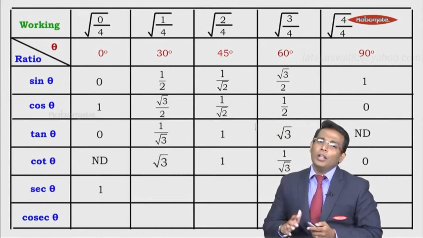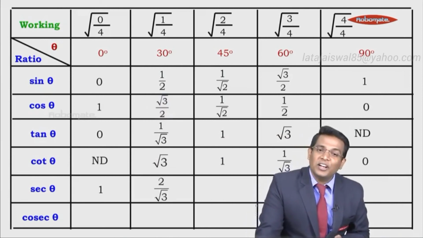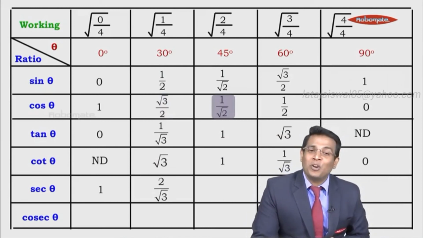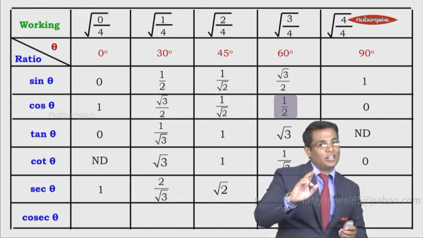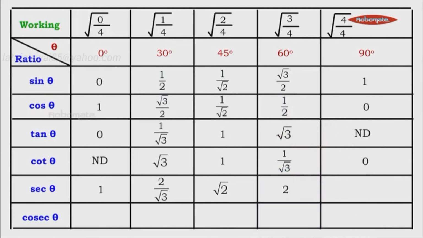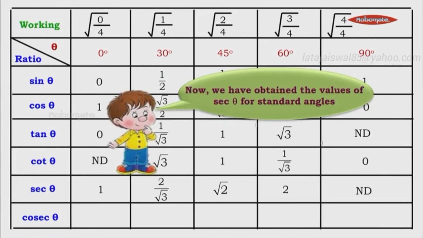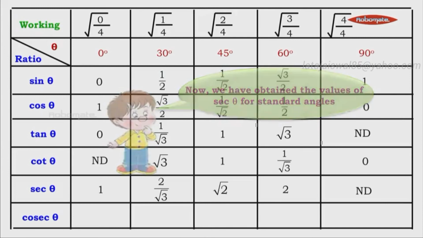Beautiful. Now what is the reciprocal of root 3 upon 2? It is 2 by root 3. What is the reciprocal of 1 upon root 2? It is root 2. What is the reciprocal of 1 upon 2? It is 2. Beautiful. And 0 is nothing but 0 upon 1. So what is the reciprocal of 0 upon 1? It is 1 upon 0. And if it is 1 upon 0, that means it is not defined. So that means we got the value of sec.